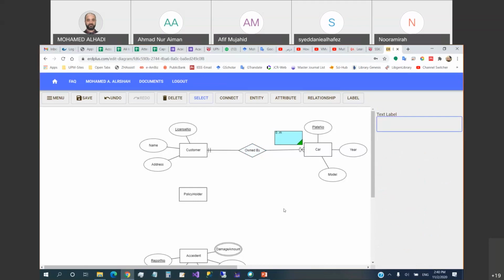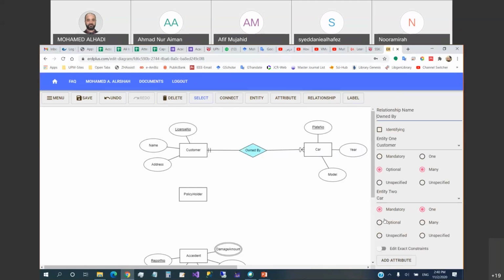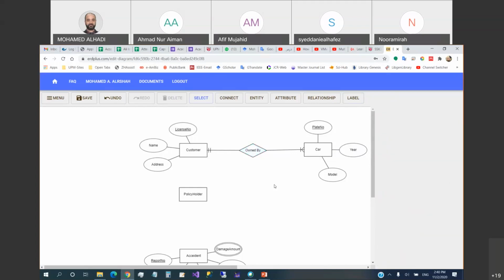Now I'm not going to keep this. I'm going to delete it, and we are going to fix this to be mandatory as well. Okay, is this clear up to now? Yes. Then the car could be owned by a customer, right? But maybe the policy holder is different than the customer, different than the owner. Is it possible or not?